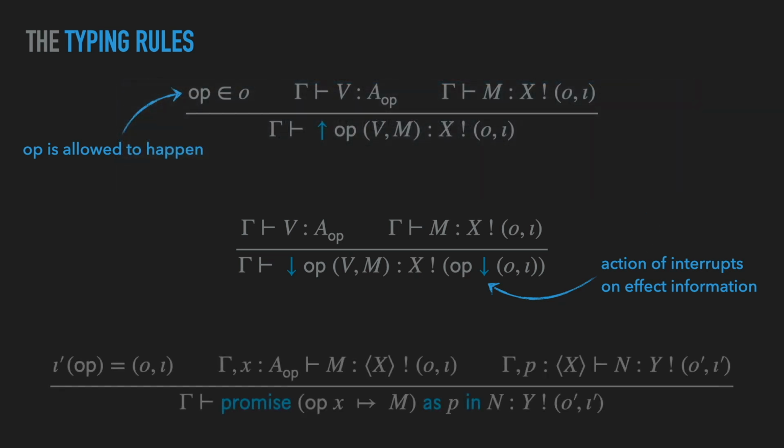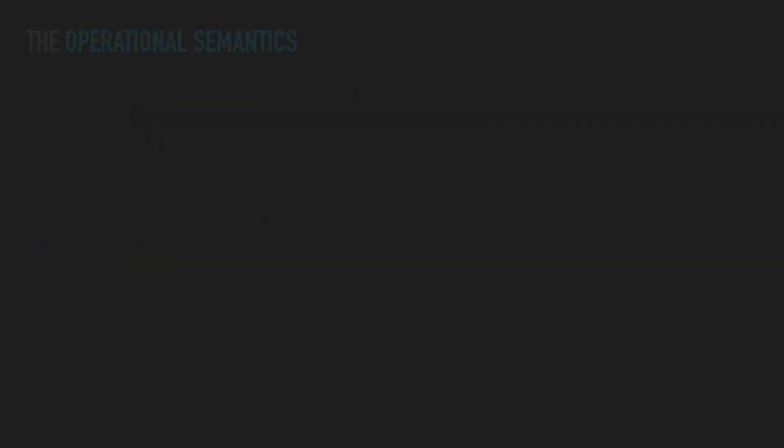And finally, when typing interrupt handlers, we first look up the effects that op's interrupt handlers are allowed to have, and then type the interrupt handler code M against the specific effect information. Furthermore, the variable p that we bind in the continuation of such an interrupt handler is not assigned an arbitrary type, but rather our distinguished promise type. And as mentioned before, this is crucial for establishing type safety for our calculus.